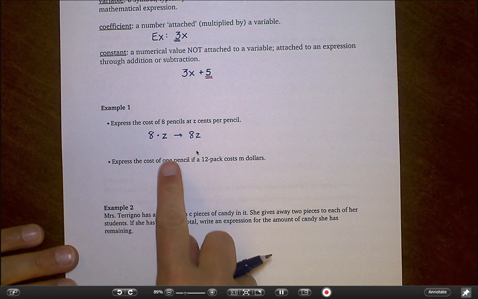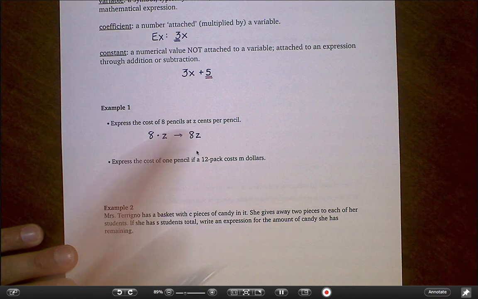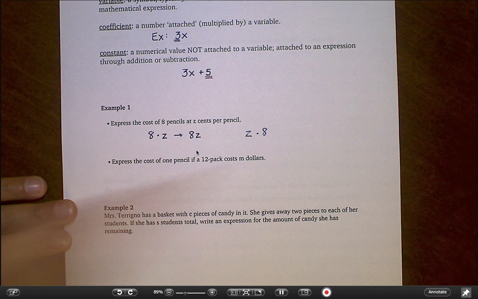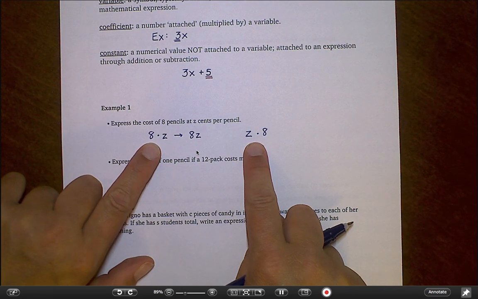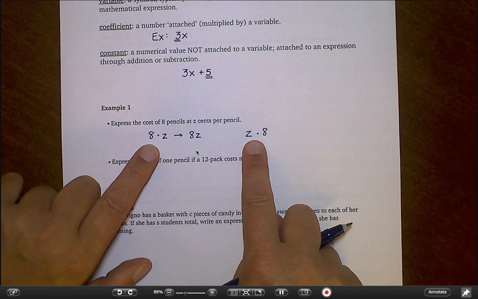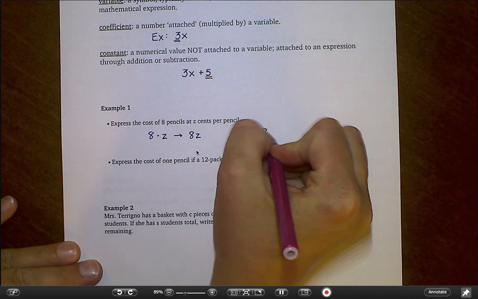Now, I would be totally happy with this answer or this answer. What I don't want to see is this. Now, some of you are going to argue that these two things mean exactly the same thing, and I agree with you. Mathematically, these two things mean exactly the same thing, but we don't write things this way in algebra. I don't want to see this.